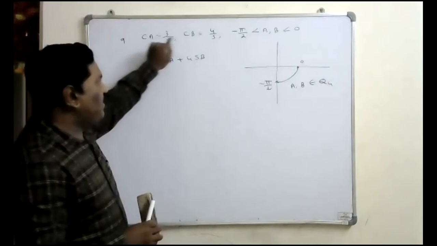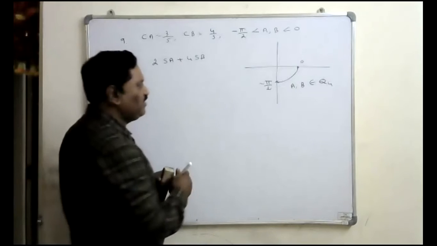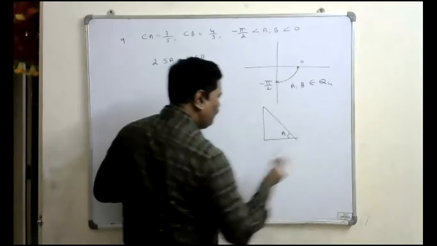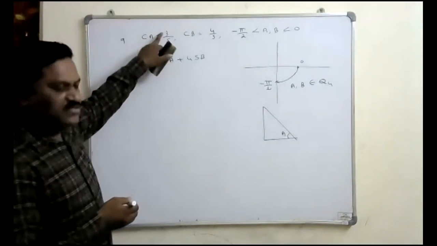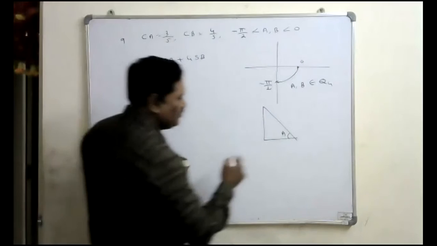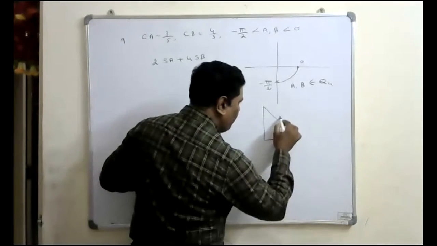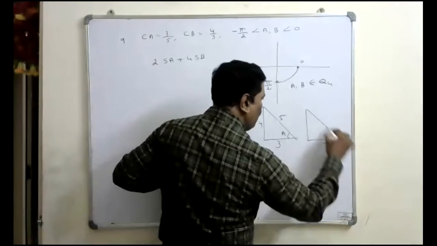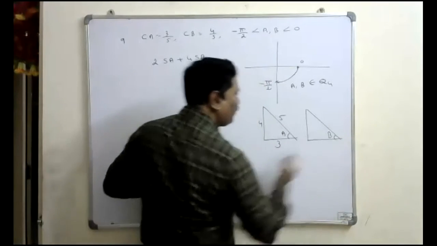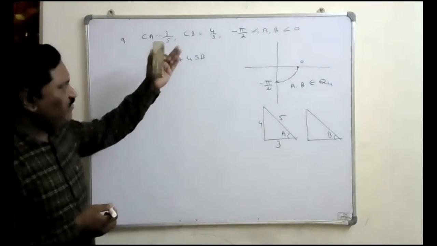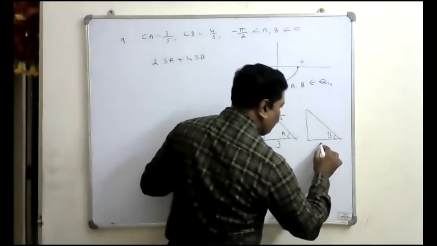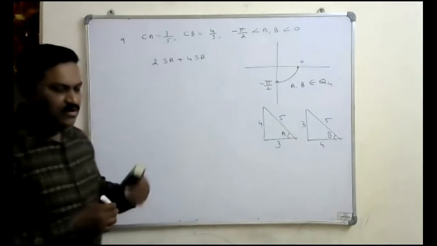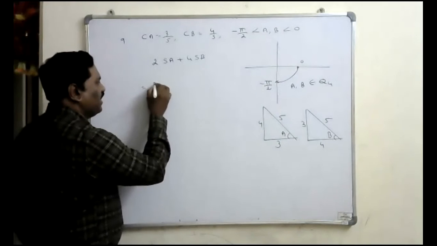So here cos A and cos B are given. We will take a right angle triangle for it. For the angle A, cos means adjacent side upon hypotenuse. Adjacent side is 3 units, hypotenuse 5 units, then the opposite side is 4 units. Similarly, take one more right angle triangle for the angle B. Here cos B is given as 4 by 5, means this is 4 units and this is 5 units, means this is 3 units.